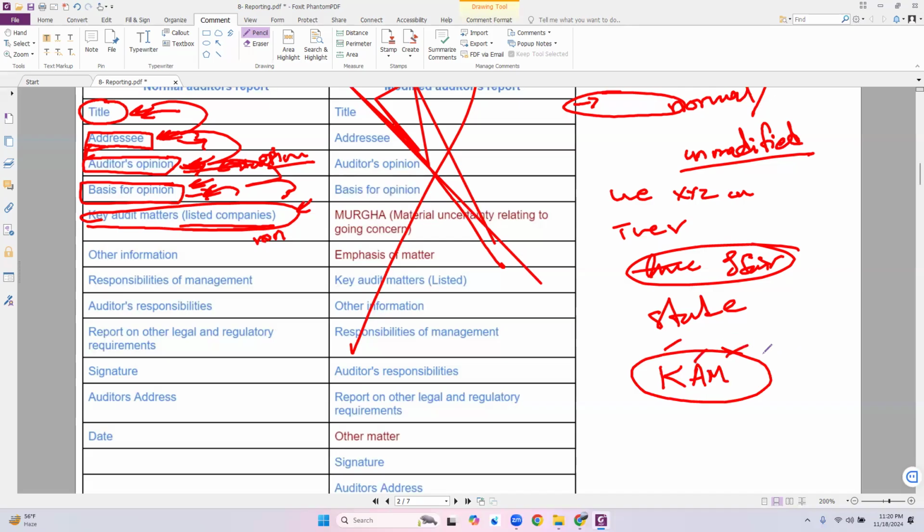What is it called? CAM. It is always known as CAM within practical life. Key audit matters, CAM. An auditor always calls it CAM. So never get confused in your practical life.